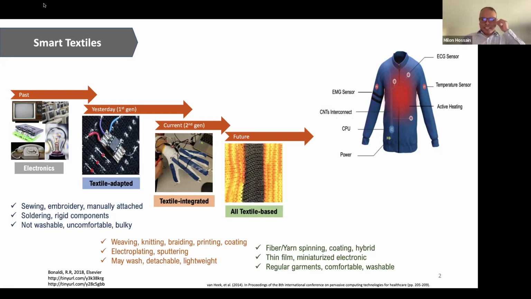Then came textile integrated processes, like directly sewing some of them, adding smaller circuits and hiding them in textile, or developing thinner electronics and printing them on the textile. But still there are some challenges because these mostly metal-based electronics are not washable.